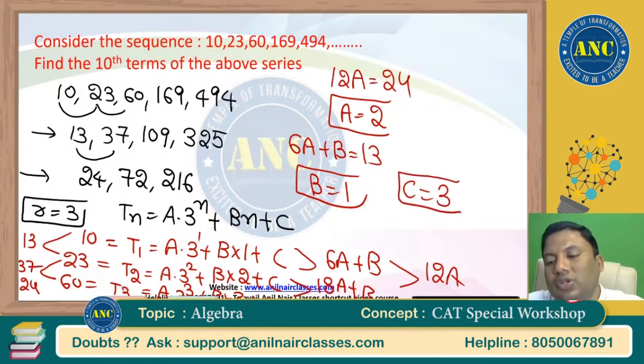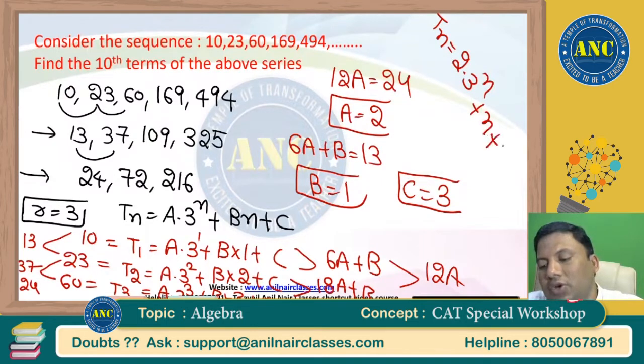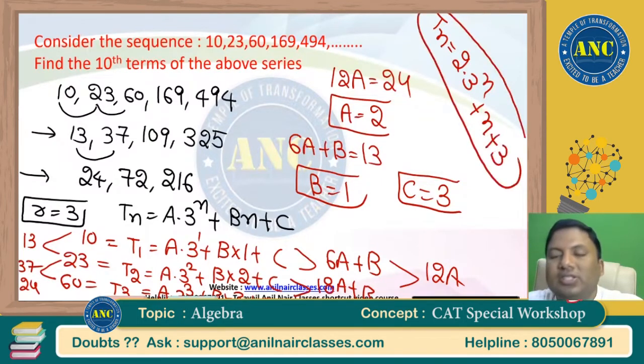So what will be the formula? Tn is A into R power n plus Bn plus C, which is 2 into 3 power n plus n plus 3. If I put n as 1, 2 threes are 6, 6 plus 4, 10. If I put n as 2, 18 plus 5, 23. If I put n as 3, 54 plus 6, 60. I hope it is clear, right? Once you know the notation, the rest is just calculation.